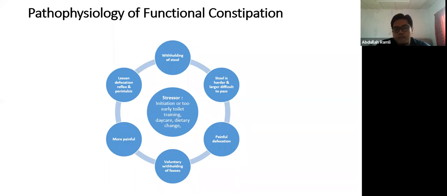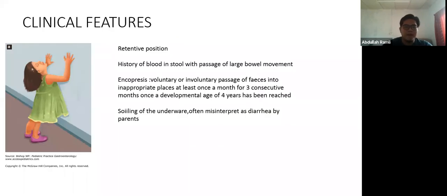So to avoid this pain, the child will voluntarily withhold their feces. And with this act, it will be more painful when the child tries to defecate. So the child will tend to defecate less. This will cause a reduced defecation reflex and peristalsis, and thus contribute more to withholding of the stool. So this is a kind of vicious cycle that a child has from their functional constipation. I hope you can get a brief idea about the pathophysiology of functional constipation. So the next slide.